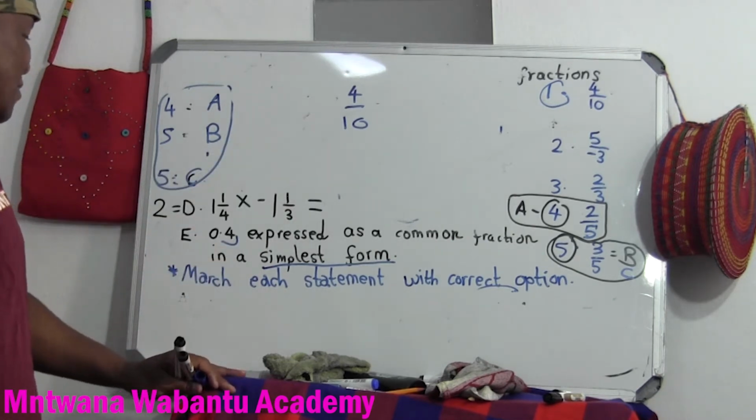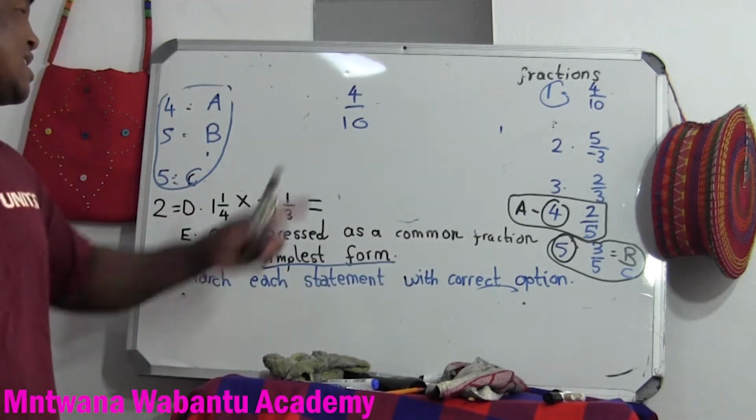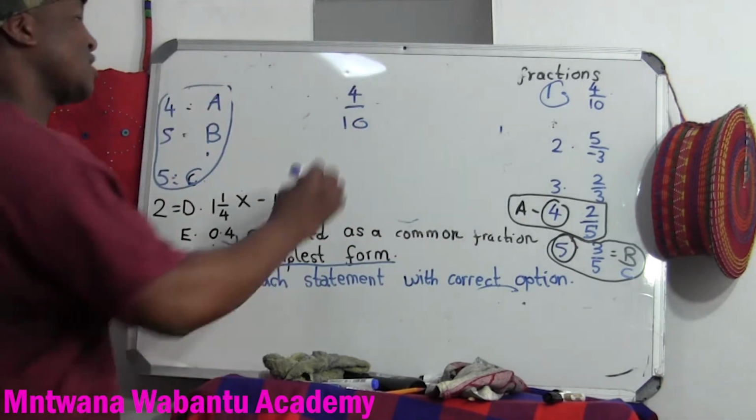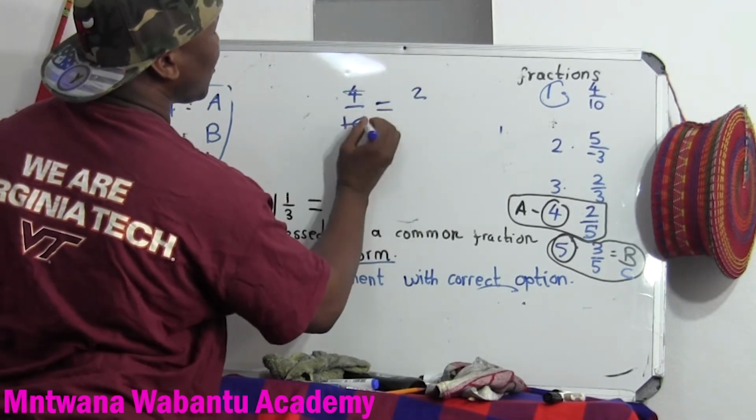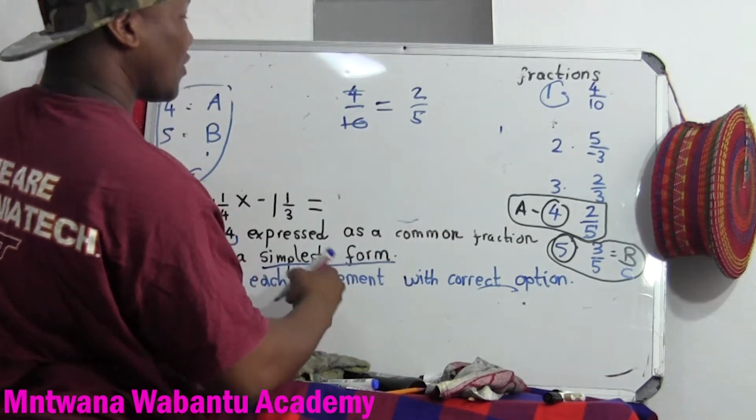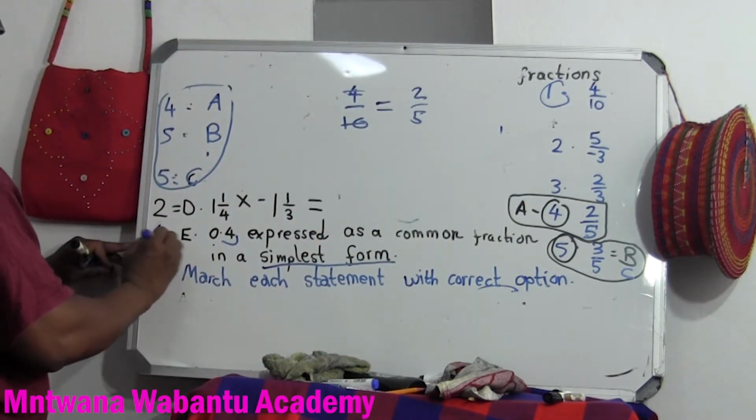But you cannot leave it like that because they say you have to express it as a common fraction in simplest form. This is not simplest form. This is just an average fraction. So if you divide by 2, 2 can go into both. By 2 you're going to get 2. If you divide by 2 you get 5. So 2 over 5. So for the last one it is option 4 also. So E is option 4.